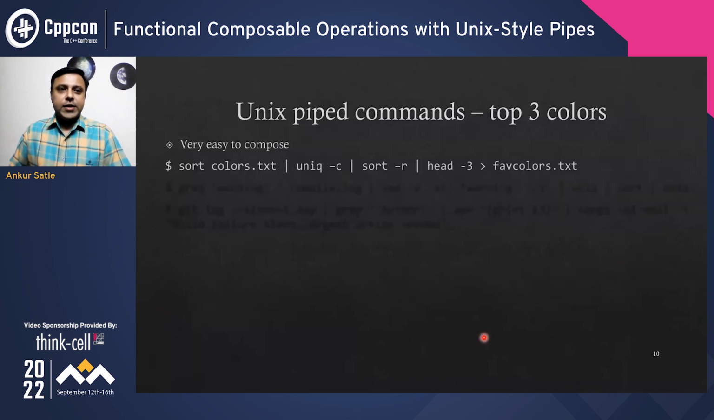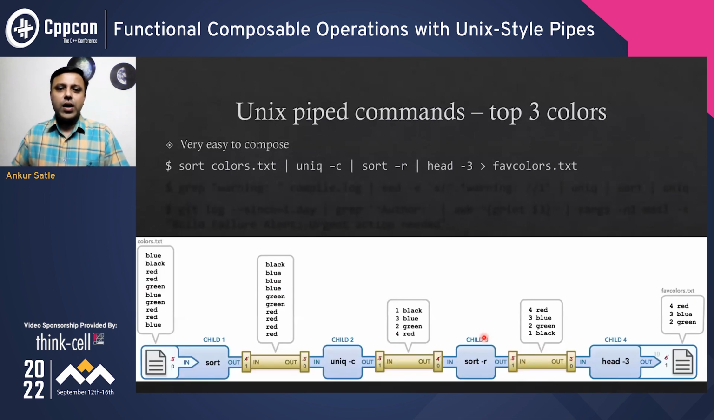Okay. So just a quick look at Unix. I think all of us know how they work, and that was the image that we saw previously. Sort colors and count unique items there. Then sort in reverse order and take the first 3. This will exactly give you your favorite 3, which are the most occurring colors in that file.